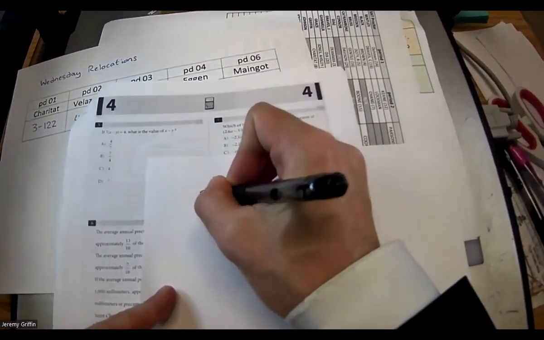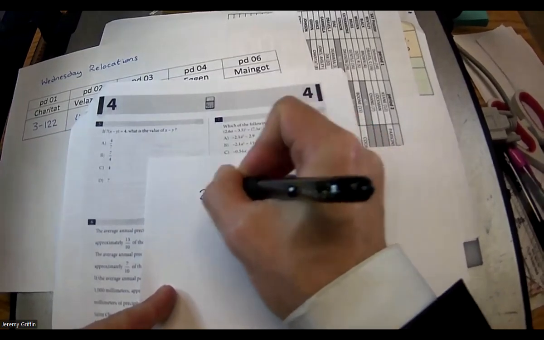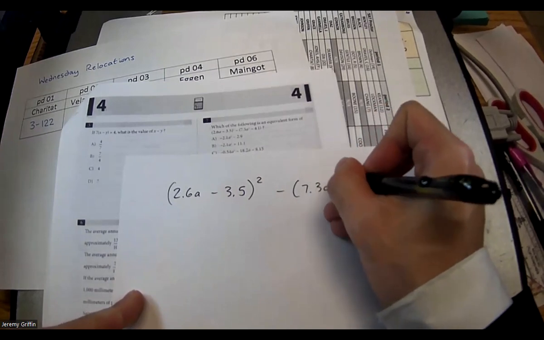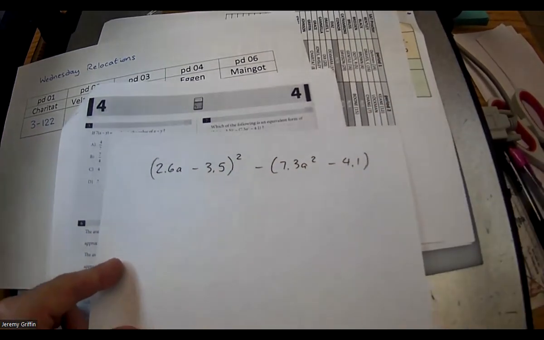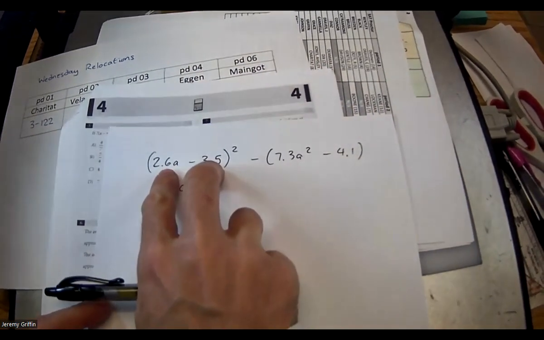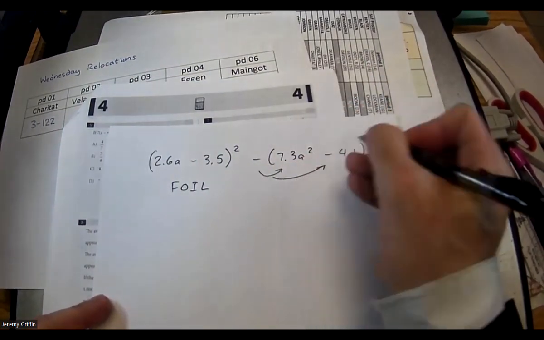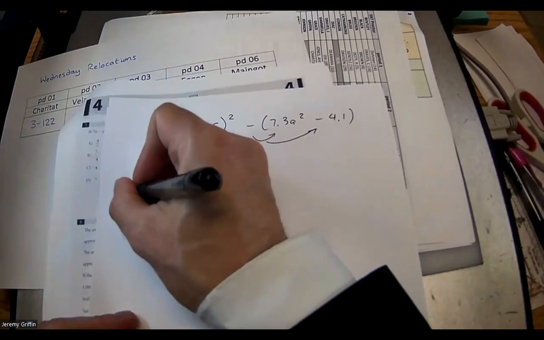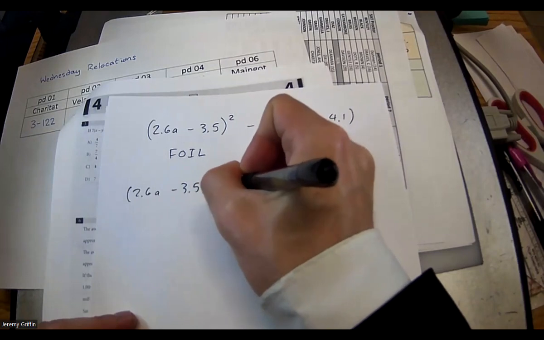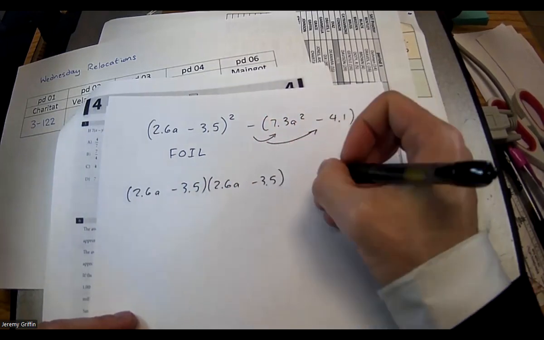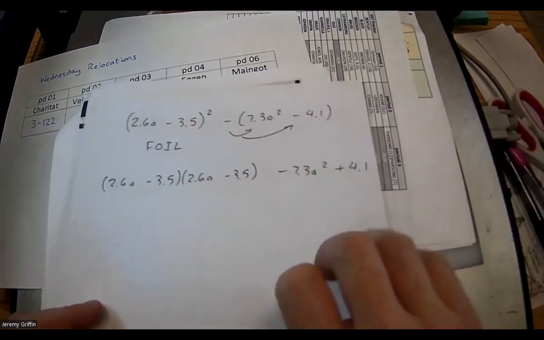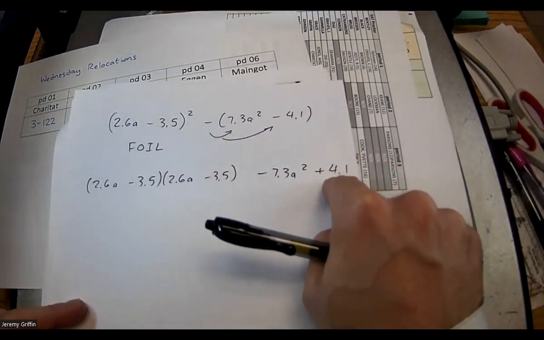We got (2.6a minus 3.5) quantity squared minus, and then in parentheses, (7.3a squared minus 4.1). Okay. So you're gonna have to FOIL this bit, and then distribute this negative sign. So you have to do both those things, right? In case it helps, we throw in this middle step, and then do minus 7.3a squared plus 4.1. One of the tricks is negative makes a positive there, right?